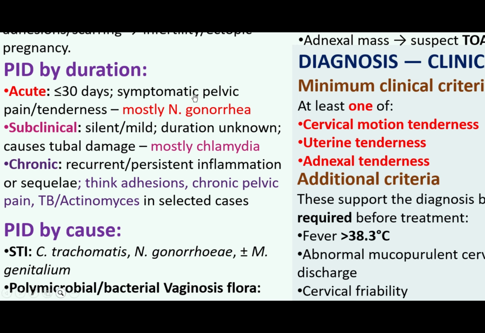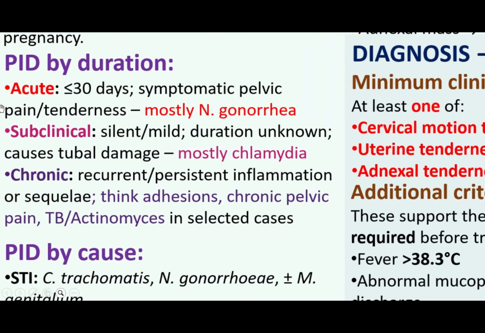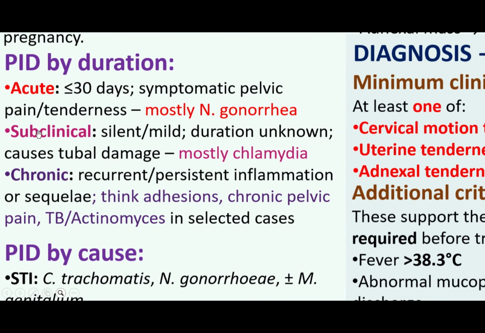So when you look at the acute form of PID, it's going to be very, very painful and very fast. Then the subclinical is the silent one. Someone gets an STI, that's mostly chlamydia. It goes on to cause a PID, but in a subtle way. The person may not actually feel too much pain, and by the time they realize they have it, they have already tubal damage.